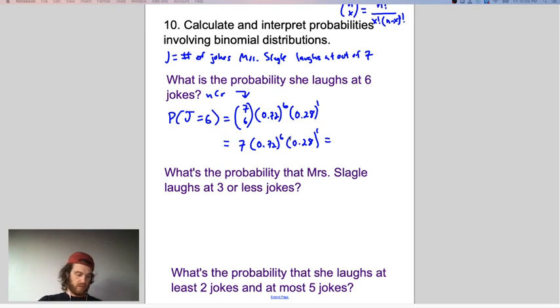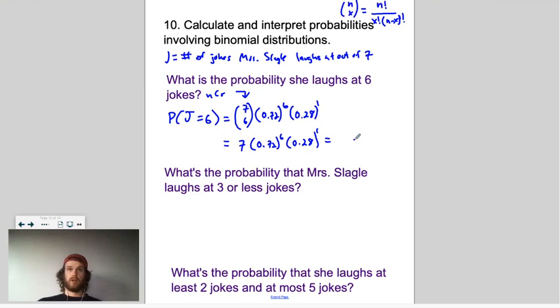0.72 to the 6th. Oh, maybe not. Dang. All right, times 0.28 equals that times 7. Okay, so hey, look at that. Probability is equal to 0.273, which means there is a 27% chance that she laughs at 6 of my jokes. 27.3% chance that she laughs at 6 of my jokes if I have a 72% laugh rate with my wife.